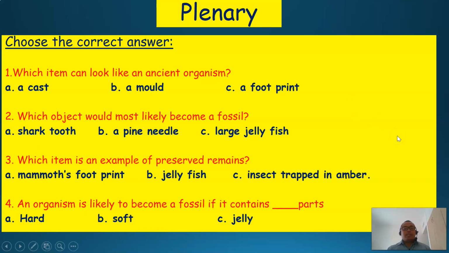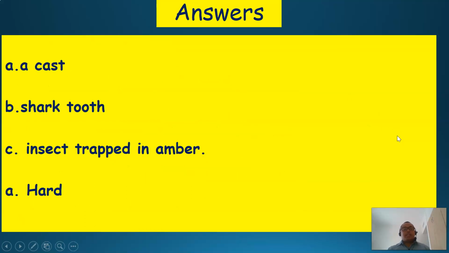Time is up. Let's reveal the answers. For number 1, it's letter A, casts. Number 2, shark tooth, letter B. Number 3, letter C, insect trapped in amber. And number 4, letter A, hard.